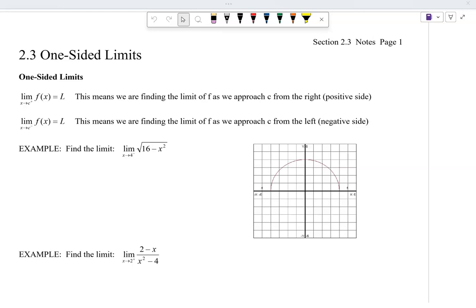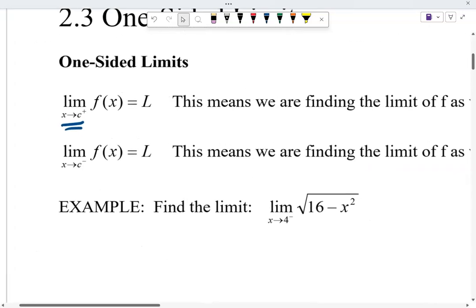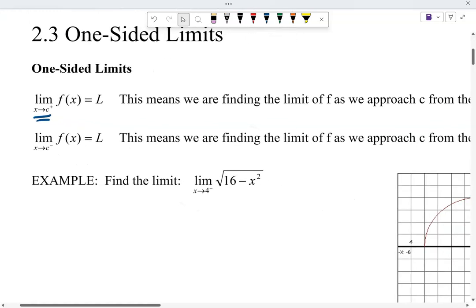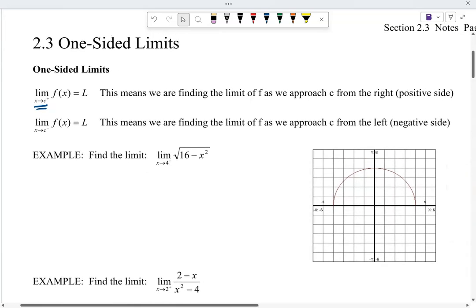We're going to look at one-sided limits. If you remember from last time, if the overall limit exists, that means it agrees from both sides. Now we're just going to look from each side. So this first one means as x approaches c from the right. See that little plus on that c? The limit as x approaches c from the right, from the positive side, and the one below it means as we approach c from the left.